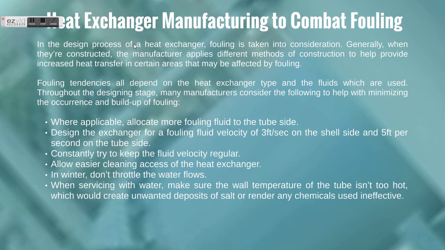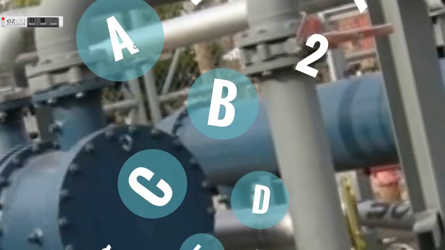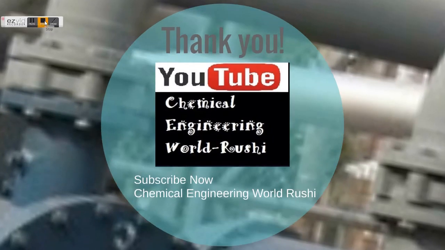Heat exchanger manufacturing to combat fouling. In the design process of a heat exchanger, fouling is taken into consideration. Generally, when they're constructed, the manufacturer applies different methods of construction to help provide increased heat transfer in certain areas that may be affected by fouling. Fouling tendencies all depend on the heat exchanger type and the fluids which are used. Throughout the designing stage, many manufacturers consider the following to help minimize the occurrence and buildup of fouling. Where applicable, allocate more fouling fluid to the tube side. Design the exchanger for a fouling fluid velocity of 3 feet per second on the shell side and 5 feet per second on the tube side.